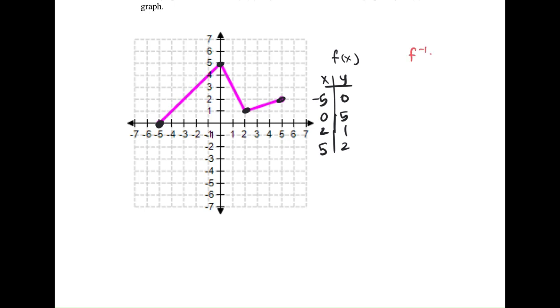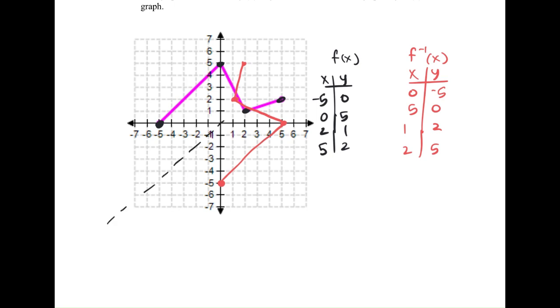So for the inverse then, we're just going to switch the place of the x and y values. So we have (0, -5), (5, 0), (1, 2), and (2, 5). And if you remember in class, we talked about the original function and an inverse being a reflection across that line there, y equals x.